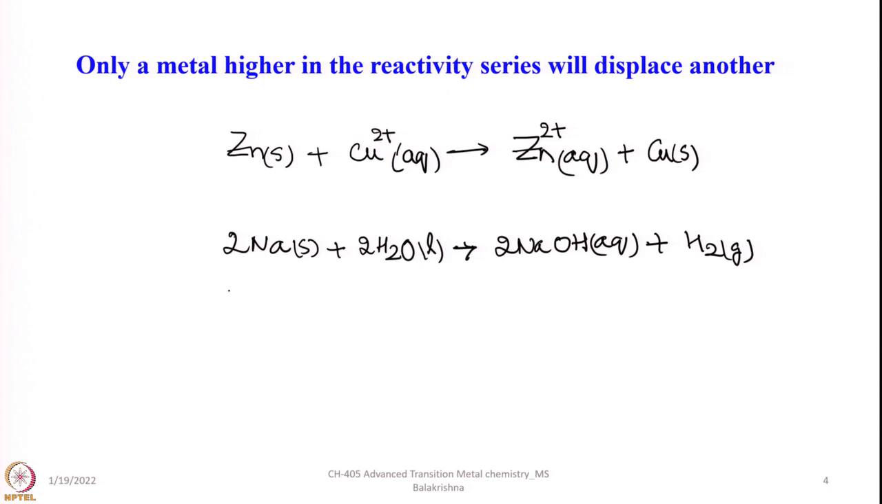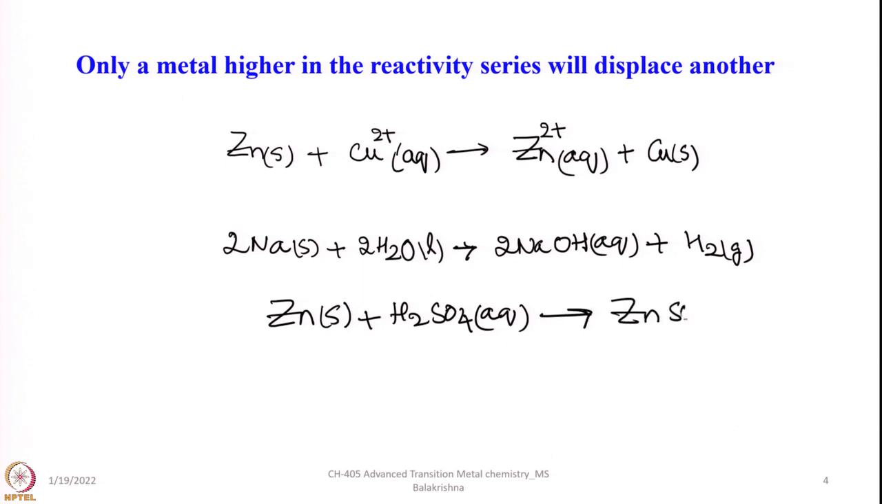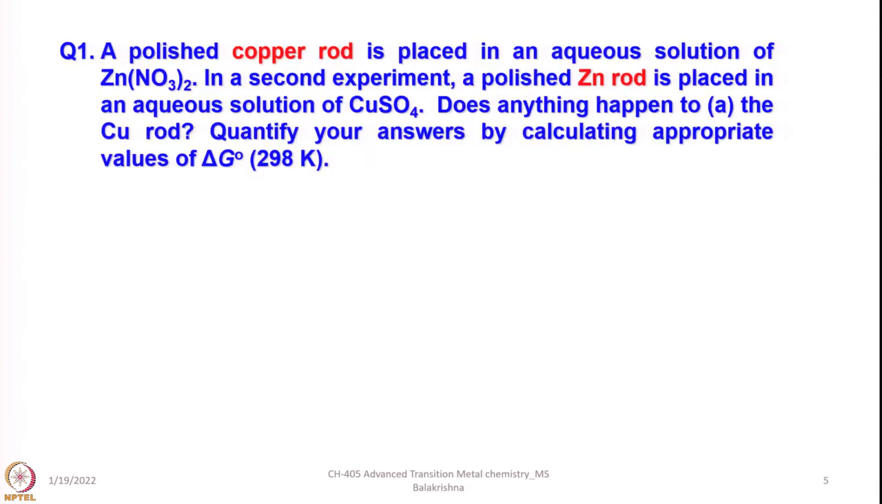Less active metals such as iron or zinc cannot displace hydrogen from water but do readily react with acids and liberate hydrogen. For example, if you take zinc and treat it with sulfuric acid, it forms zinc sulfate plus H2 will be liberated. So let us look into some problems related to these topics.